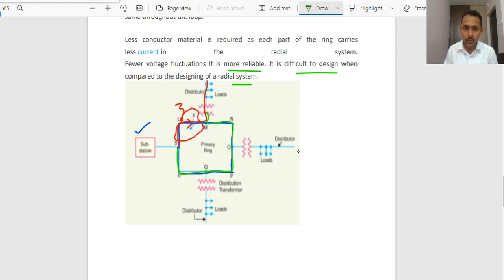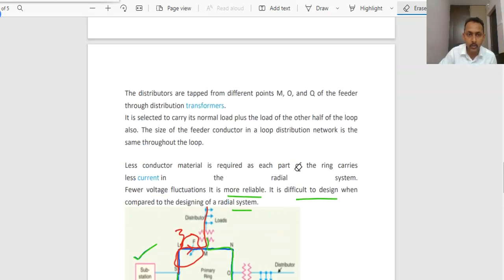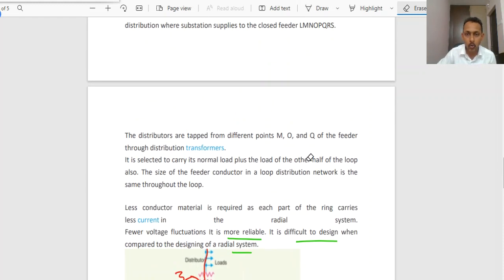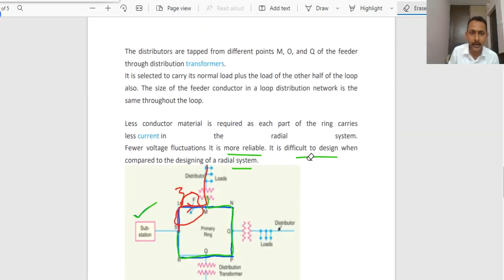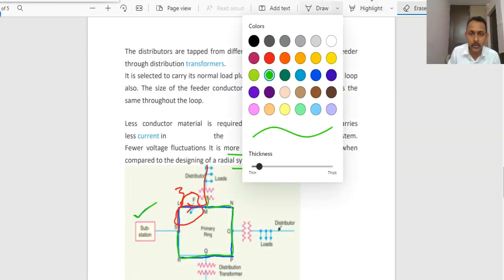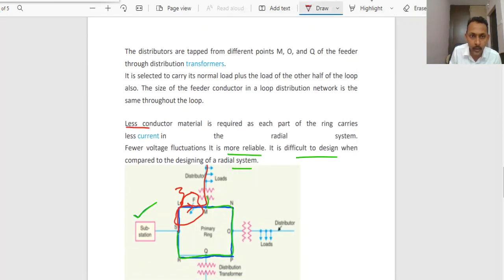But here also observe, dear students, this entire loop is served only from one substation. We do not have some other substation far away serving this loop. No, it is not like this. It is being fed only from one substation, right? Obviously, because of this type, less conductor material is required. You can observe here, less conductor material is required. Each part of the ring carries less current than in the radial system.